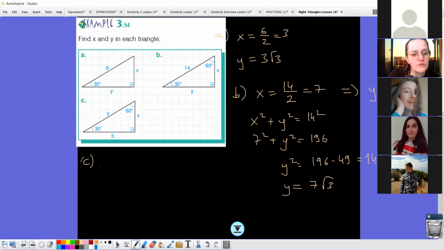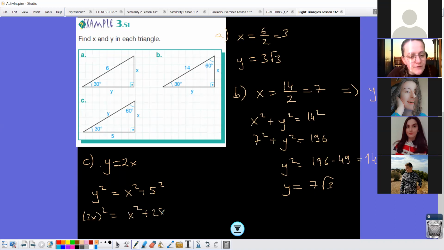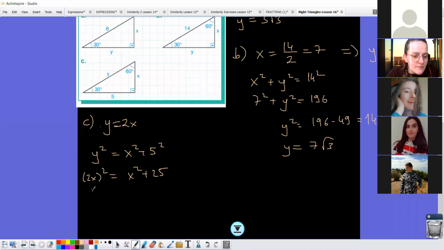We don't know the hypotenuse. We don't know the side opposite 30. We know only the side opposite 60, which is 5. The hypotenuse will be 2x, teacher. Okay, and then what will you do? The hypotenuse squared is equal to x squared plus 5 squared, so (2x) squared is equal to x squared plus 25. Teacher, we have 4x squared. Yes, 4x squared.